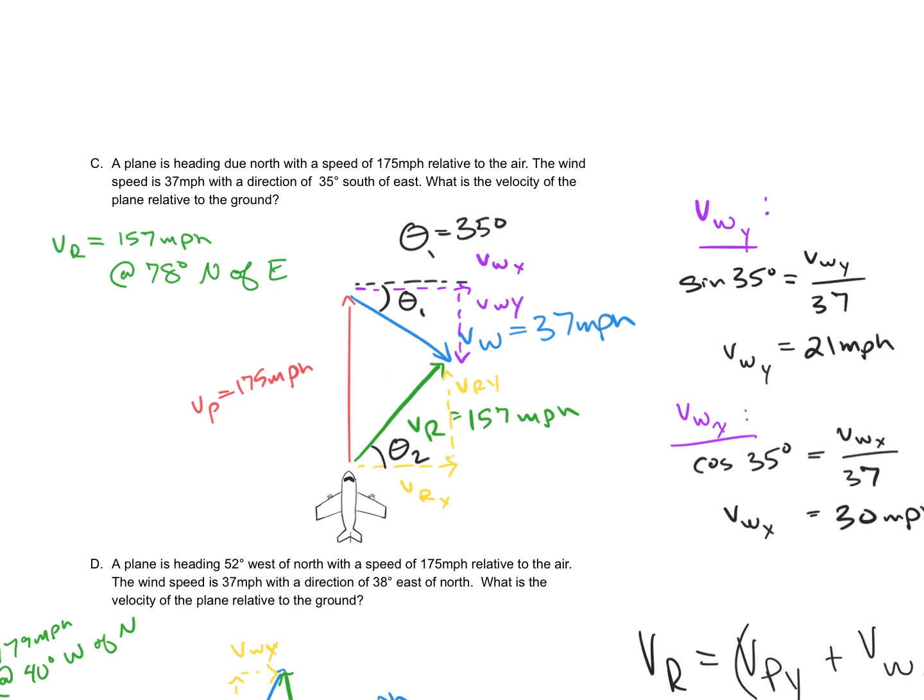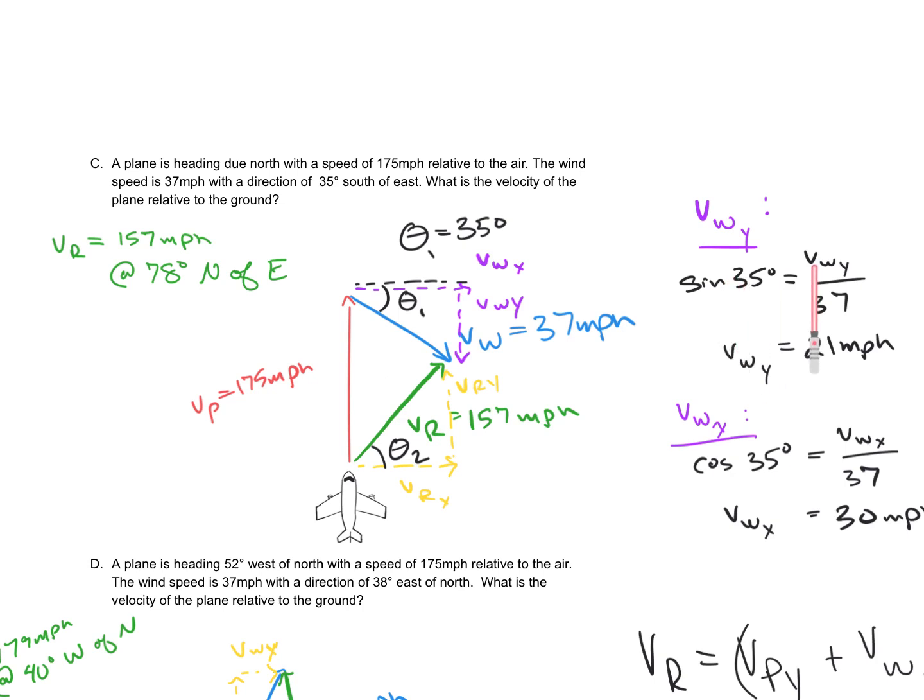So break any vector that's not directly on the coordinate system into its components, and then you can begin adding or subtracting them. The first components we're going to look at are the wind's. So the wind is traveling at 37 miles an hour at this angle, 35 degrees south of east. Here are the two components.